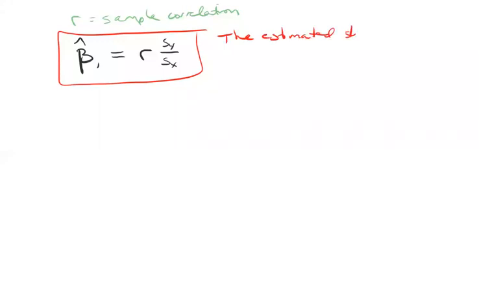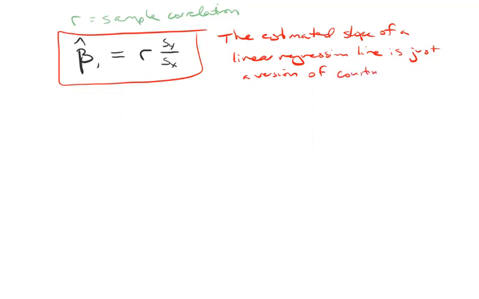The estimated slope of a linear regression line is just a version, it's derived from, it's just a version of counting the number of points in each quadrant. That's where it comes from. And that's one way to understand it.